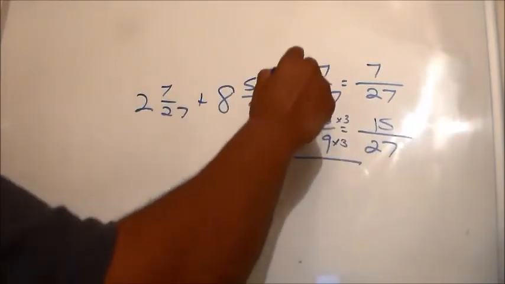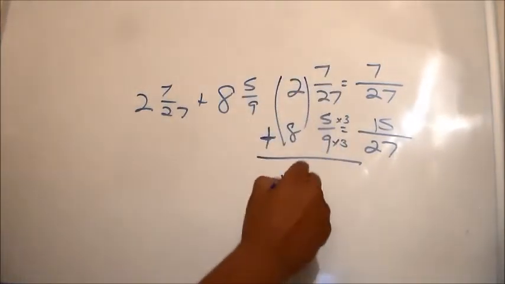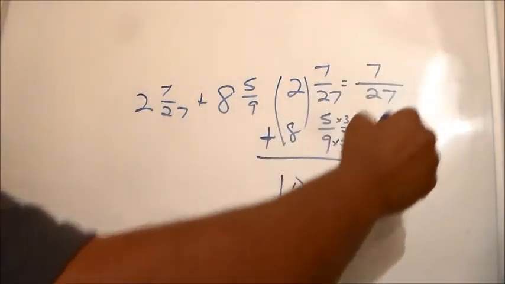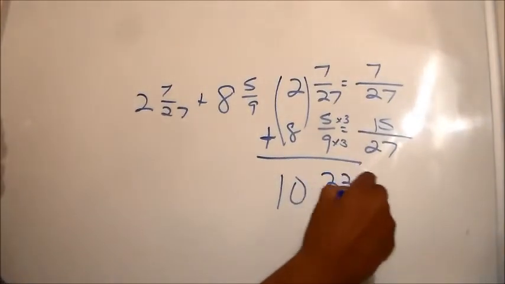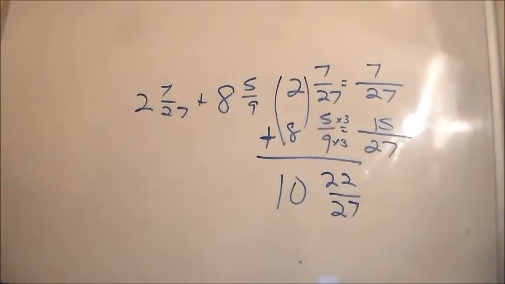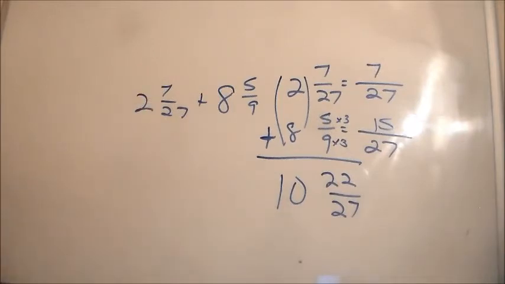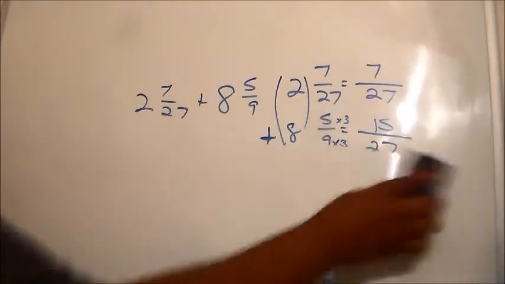So we already have the 2 and the 8. That's going to be 10. Alright. And then 7 plus 15 is 22 over 27. And that's our final answer. So you see, when we have the mixed numbers, we have to go to the old-fashioned way. We pick the best method.